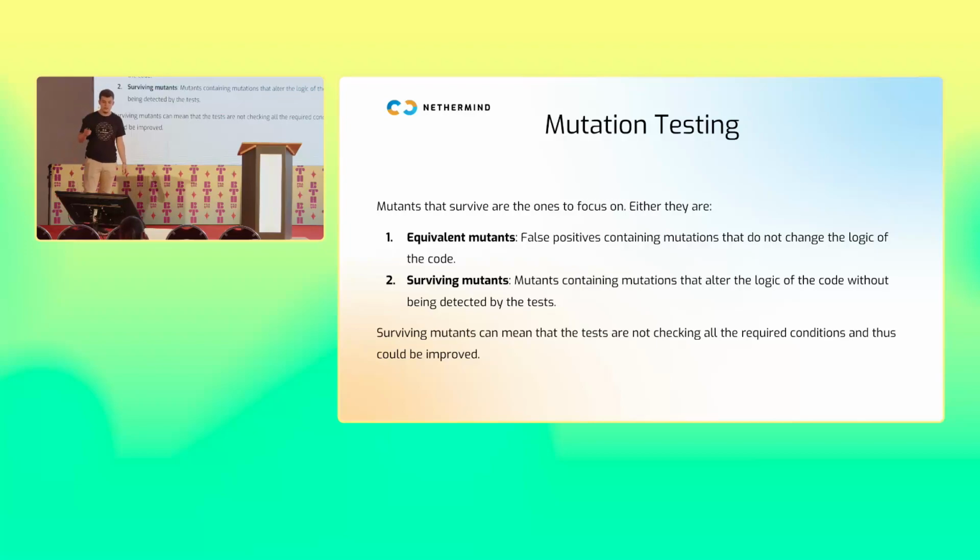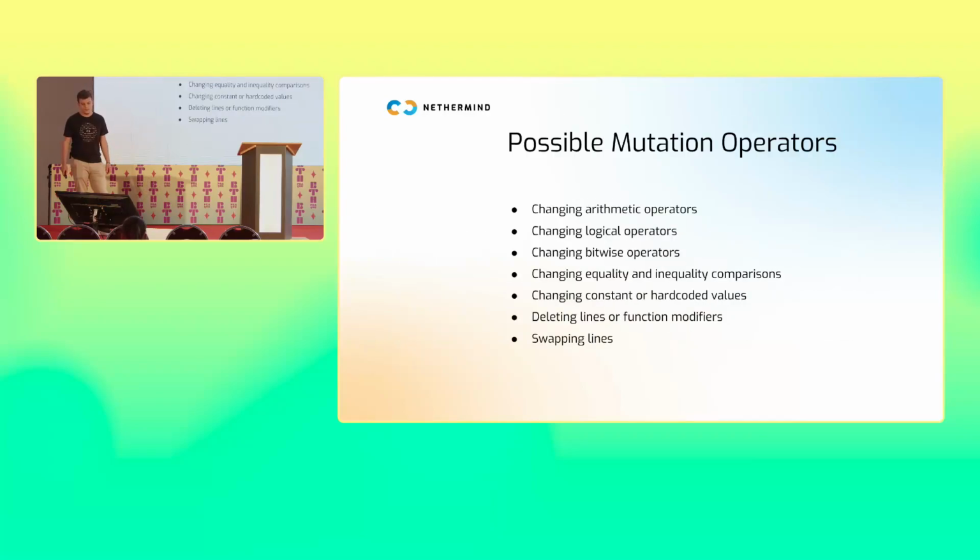The surviving mutants are the important ones because they contain mutations that alter the logic of our code, but our tests did not detect it. And this is concerning, right? It means that our tests are not checking all the conditions that we thought, and we should probably look back at our tests and improve them. So let's take a look at possible mutation operators.